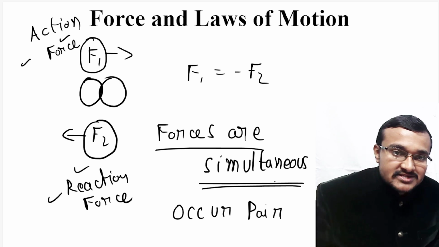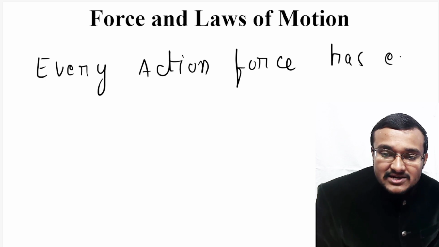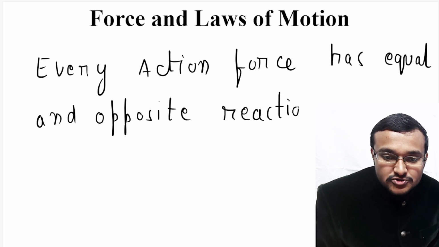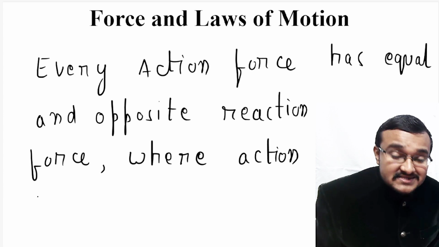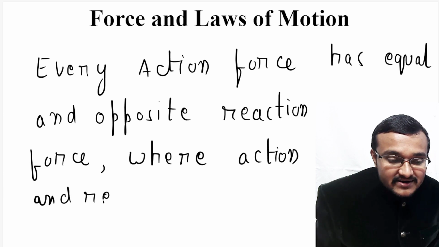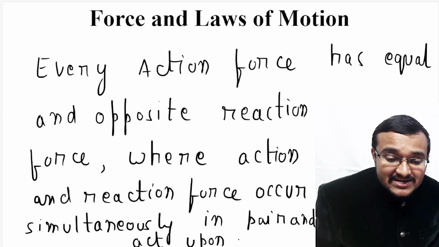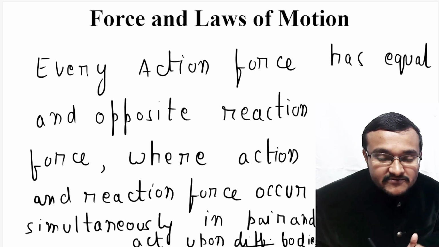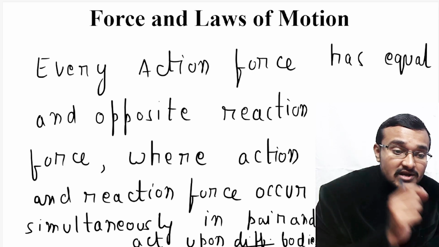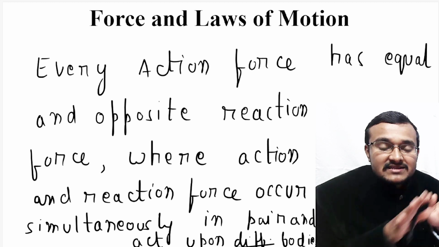So if you want to state Newton's third law of motion, then every action force has an equal and opposite reaction force, where action force and reaction force occur simultaneously in pairs and act upon different bodies. So instead of writing the complete word different, I am just writing DIFF. So different bodies. So this is the complete statement of Newton's third law of motion. Every action force has an equal and opposite reaction force, where both action and reaction forces occur simultaneously in pairs and they act upon different bodies.